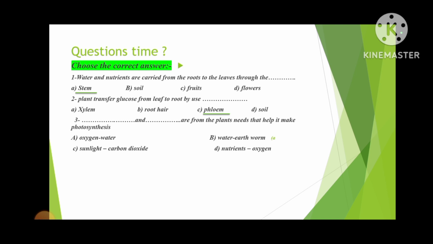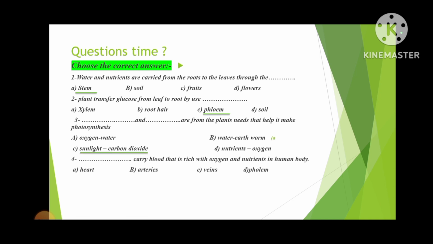Dots and dots are from the plant's needs that help it make photosynthesis. What is needed to make photosynthesis? Yes, sunlight and carbon dioxide. Dots carry blood that is rich with oxygen and nutrients in humans. Yes, arteries.